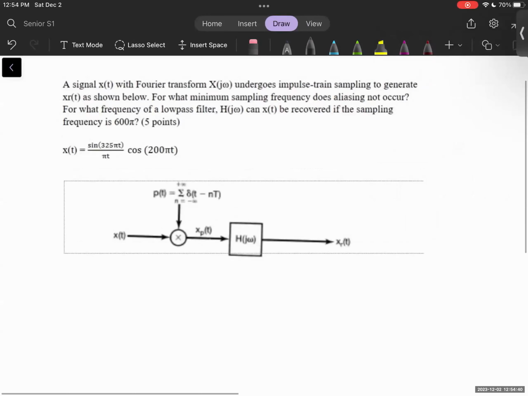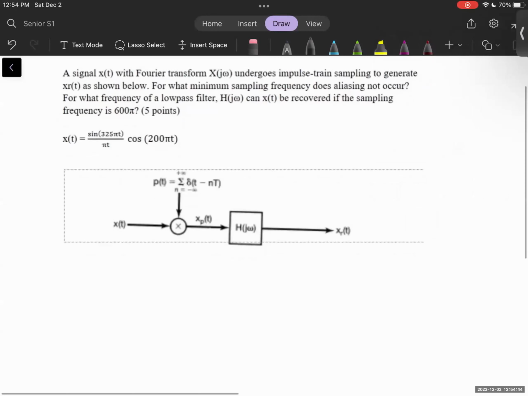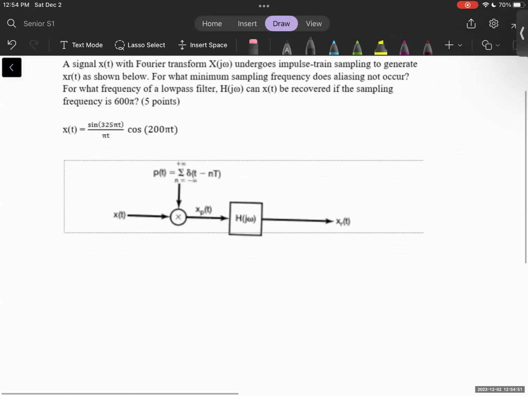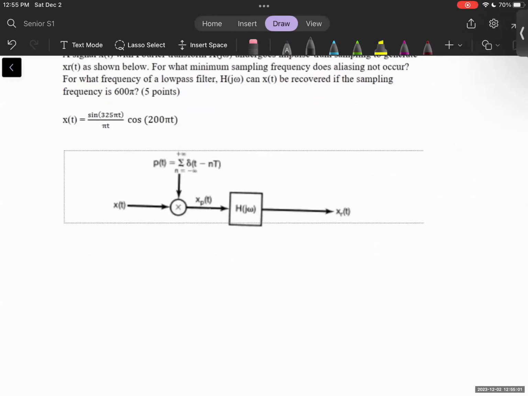All right. So for our minimum sampling frequency such that aliasing does not occur, we want to find our Nyquist rate. We should know that our Nyquist rate is equal to twice our function's maximum frequency. So in order to find that, we need to find our function's maximum frequency.